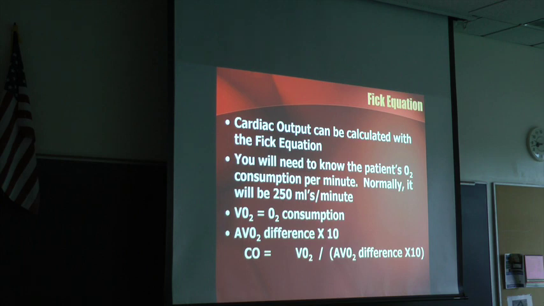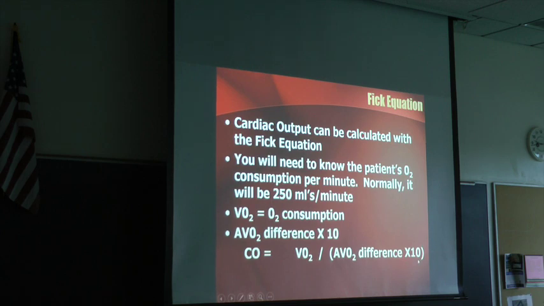But it still comes up. You still get quizzed about it, it's still on your national exam, so I'm still going to teach it. You don't have to plug numbers into it for the test, but you do have to know the equation. So the equation is, at the bottom, cardiac output is equal to oxygen consumption, the VO2, divided by the AVO2 difference, and then you multiply everything by 10.